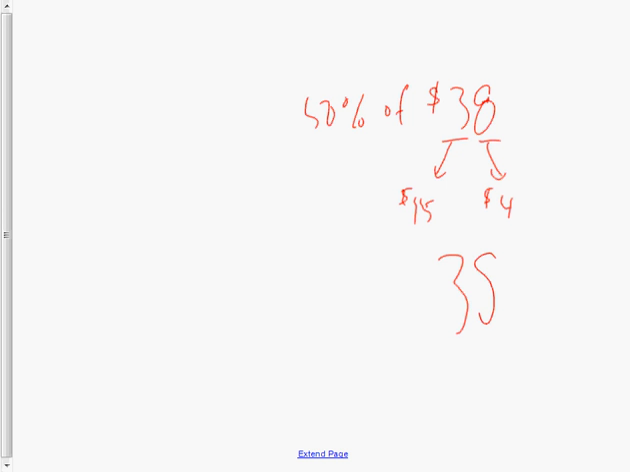Question 11, 50% of $38 is simply half of 38. In order to find half of that, half of $30 is $15. Half of $8 is $4. So half of 38, divided by 2, is going to be $19. Half of 38 is $19.